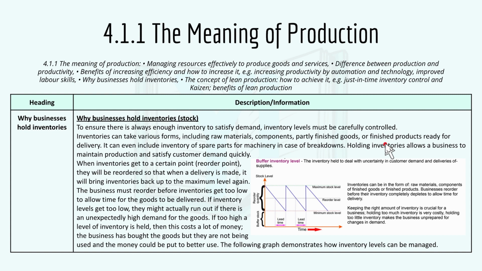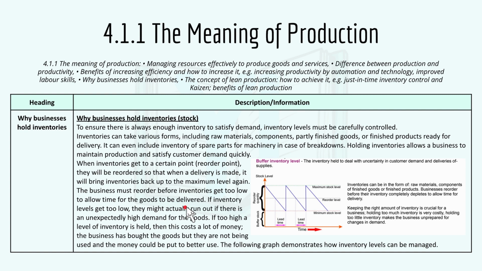Holding inventory allows a business to maintain production and satisfy customer demand quickly. When inventories get to a certain point, the reorder point, they will be reordered so that when the delivery is made, it will bring inventory back up to the maximum level again. The business must reorder before inventories get too low to allow time for the goods to be delivered.